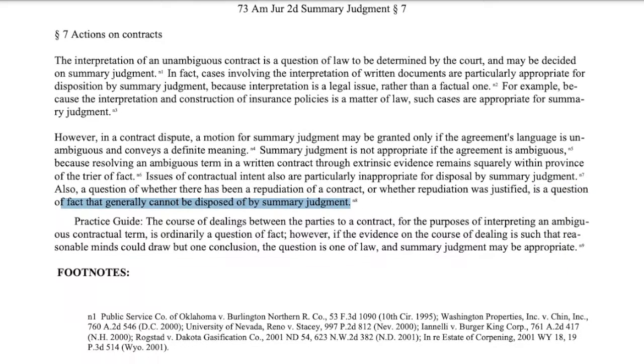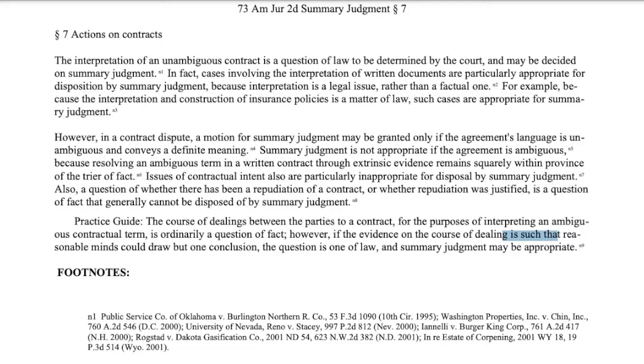Here we go, practice guide. The course of dealings between the parties to a contract for the purposes of interpreting an ambiguous contractual term is ordinarily a question of fact. However, if the evidence on the course of dealing is such that reasonable minds could draw but one conclusion, the question is one of law, and summary judgment may be appropriate. Interesting here, on the course of dealing. Course of dealings, that's a good phrase to know here, huh?